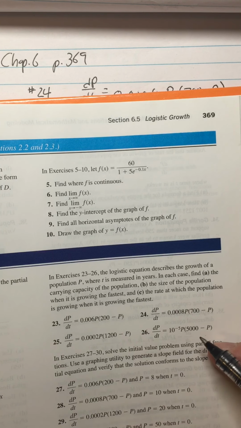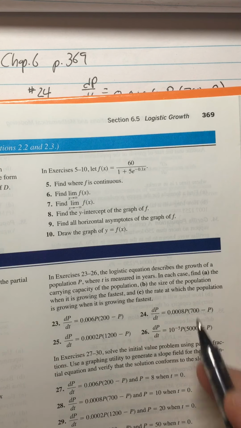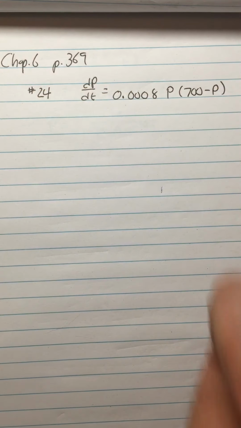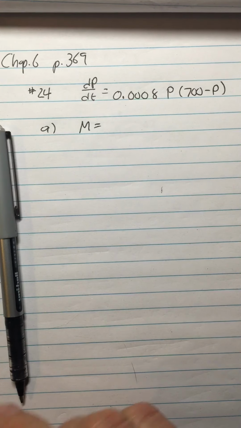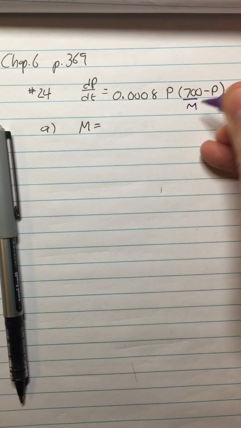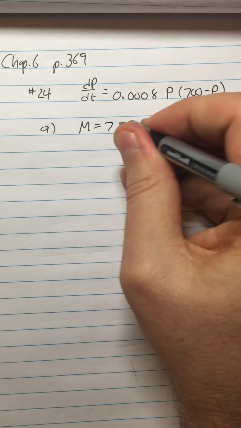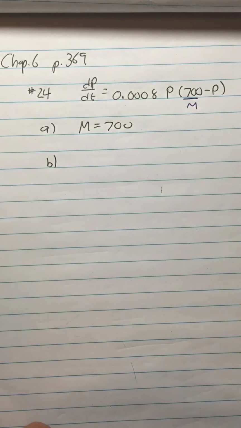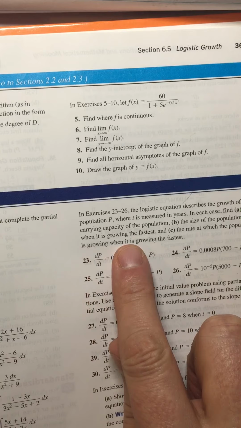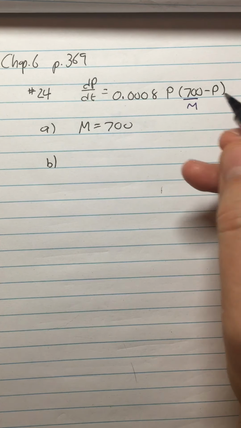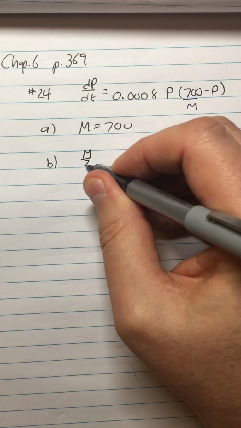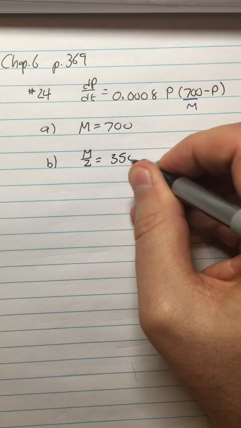The first thing it does is just ask us questions that we can answer directly from the equation without doing anything. So for example, A, the carrying capacity. All right, so A, the carrying capacity is just this number right here. That's M. So the carrying capacity is 700. All right, B, the size of the population when it is growing fastest. So hopefully you've gotten the idea by now that the size of the population when it is growing the fastest is M over 2, which we now know is 350.